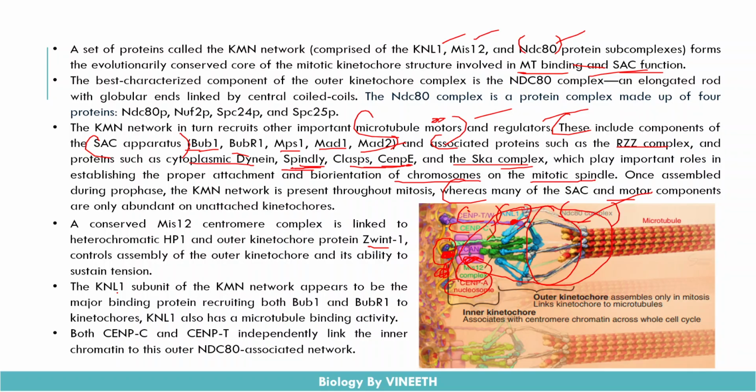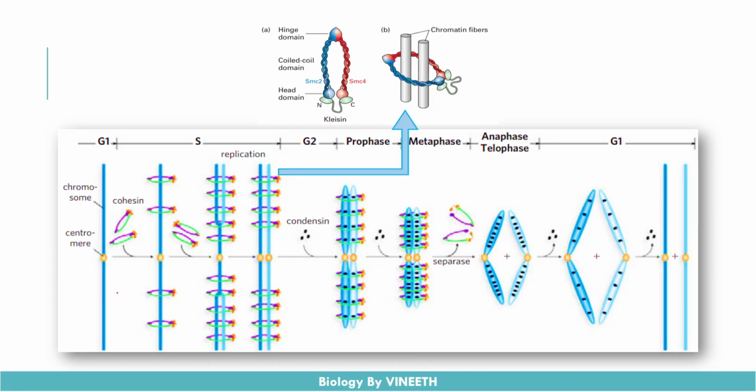And then we have CENP-C and CENP-T, which independently link the inner chromatin and the outer NDC80 network. Apart from CENP-A, CENP-C and CENP-T play a major role in linking with the microtubules. Apart from the MIS12 centromere complex and KNL components, CENP-C and CENP-T also link with the microtubule proteins. They link the inner chromatin to the outer NDC80 complex proteins. So this is about the kinetochore proteins.